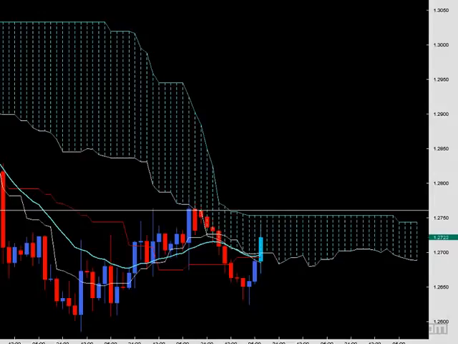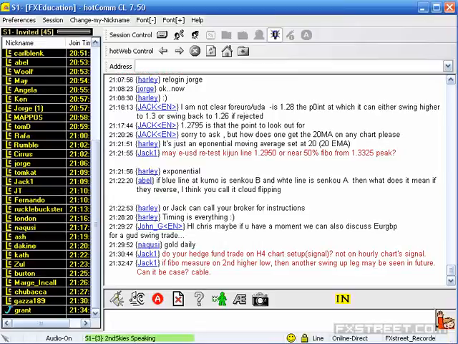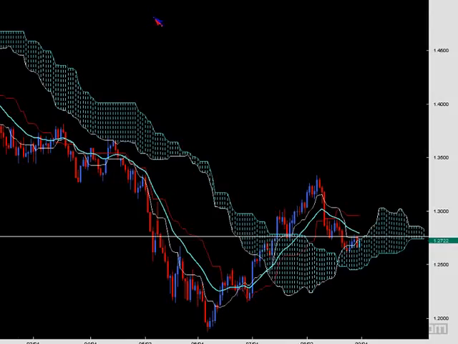Okay, Jack one has a question. May the euro US dollar retest the Kijun line at 29.50, or near the 50% Fibonacci from the 32.50 peak? May the euro US dollar retest the Kijun? Such a polite way of asking.